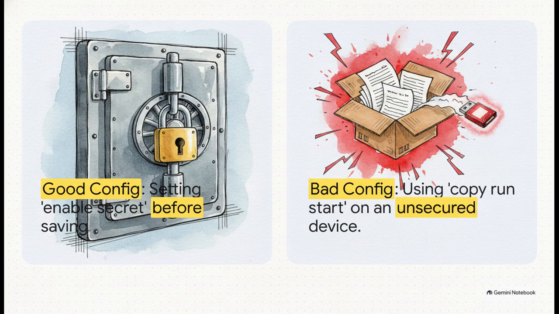So the crucial point here is your order of operations. Think about it. A good configuration sets the enable secret password before saving anything. A bad configuration, running copy run start on a completely unsecured device. If you save an unsecured config to flash memory, you are literally creating a massive, persistent security risk. Anyone who reboots that device or pulls that config file will see wide open access, or even worse, unencrypted passwords. Always lock the door before you save the state of the house.